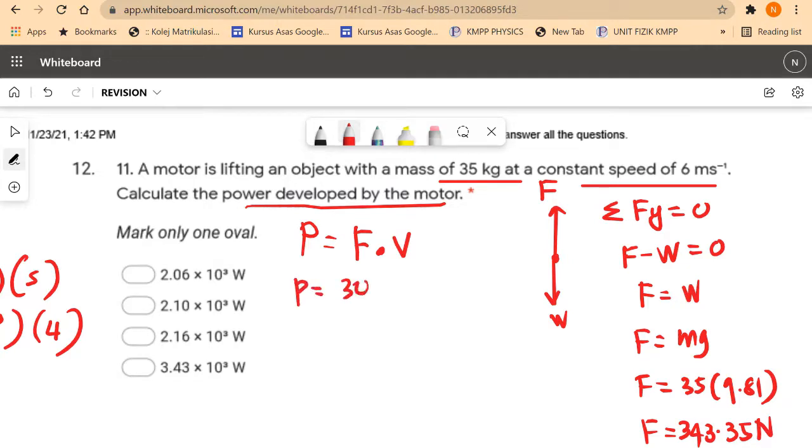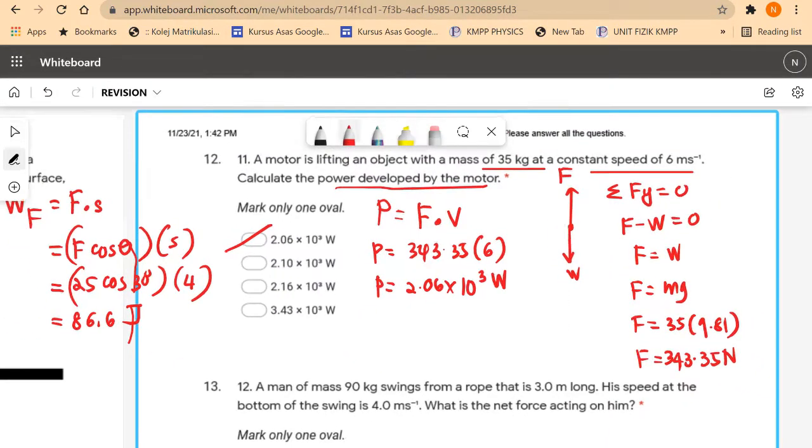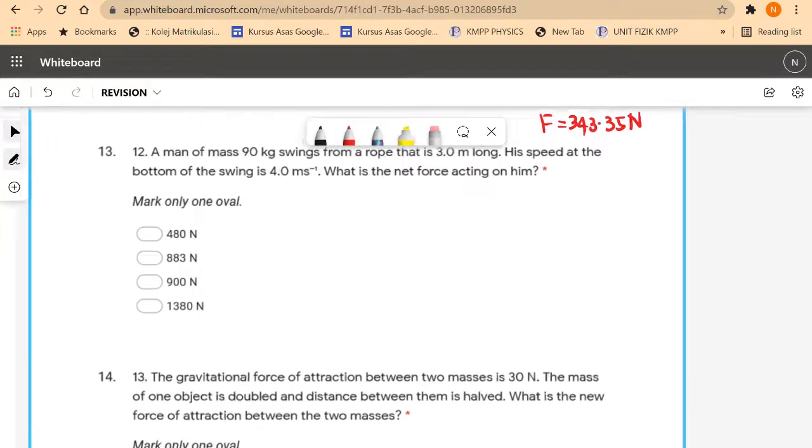Then you can substitute here, 343.35 times V is 6. So the power equals 2.06 times 10 to the power of 3 watt. So the answer for number 11 is A. Alright, and then number 12.